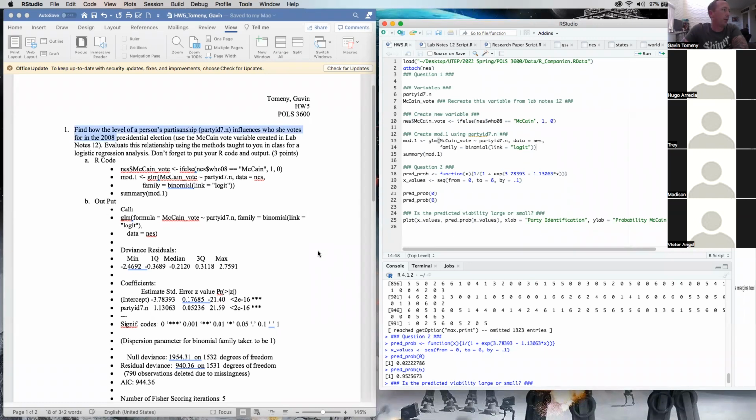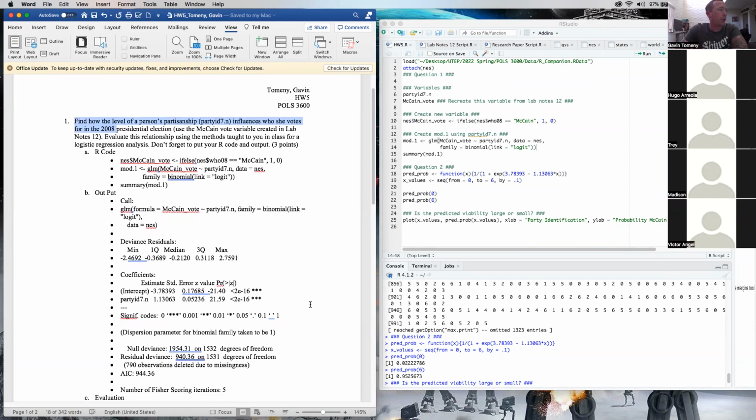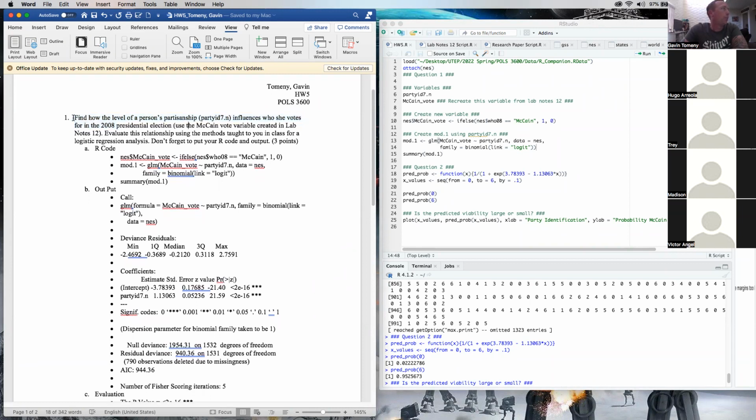So basically, it's very similar to the linear regression, just it's logistic regression, which kind of makes it easier because then we don't have to worry about R squared. We're just worried about p values. It says find out how a level of person's partisanship, party ID 7.n, influences who she votes for in the 2008 presidential election. Use the McCain vote variable created in Lab Notes 12. Then evaluate the methods we used in class, which is just checking the p-values.